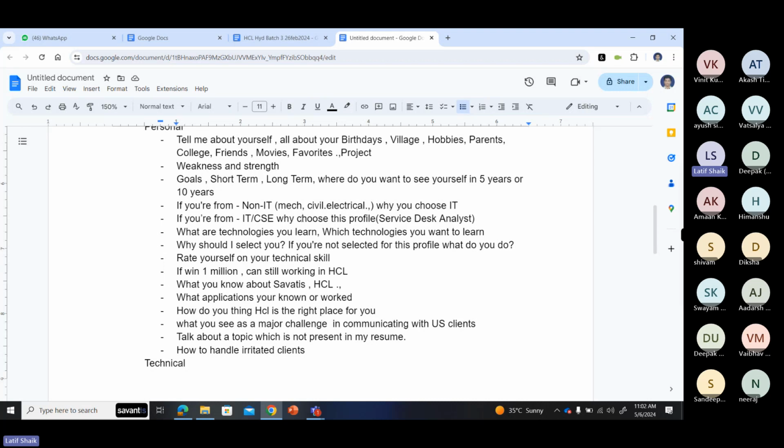Don't say my parents are a very poor family, so I should get this job, otherwise I cannot survive. Don't say that kind of answer. And don't say that if you don't give a job, another person will give a job. If you don't give me the opportunity, that is your loss. Don't say that kind of answer either.